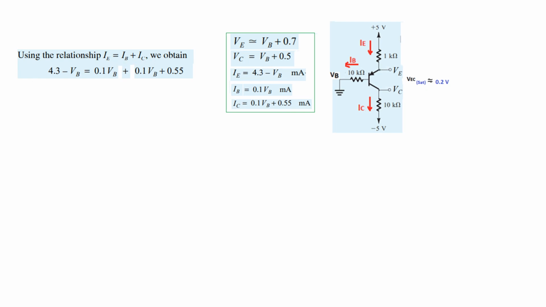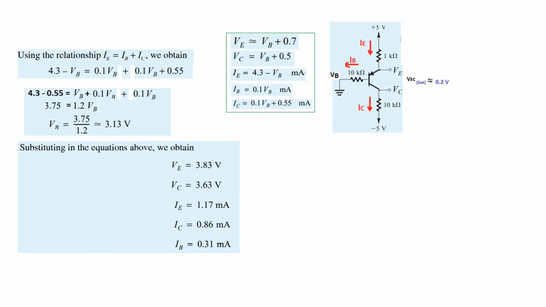We know the relationship that IE is equal to IB plus IC. Putting in the values of all from this and solving, we can find VB to be 3.13. Now putting VB 3.13 in these, we calculate VE, VB, VC. So this is the final value of all the parameters.